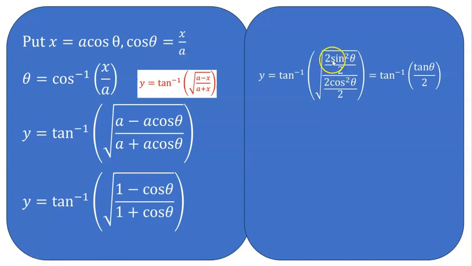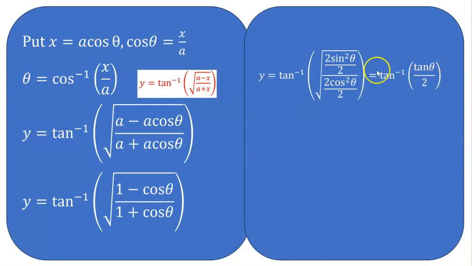Next, 1 minus cos theta is 2 sin square theta by 2, whole divided by 2 cos square theta by 2. Now the 2 gets cancelled, and you will get sin square theta by 2 upon cos square theta by 2. Then you will get tan square theta by 2. The square and root sign will get cancelled, and overall you will get tan of theta by 2.